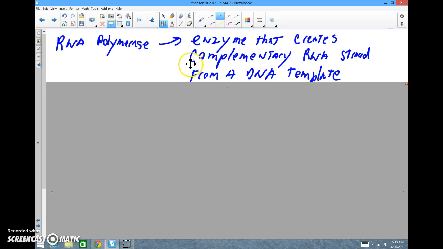Now, again, remember, this term right here, complementary, is a very important thing, because what that means is that if I have an A on my DNA, I'm going to be putting a U on my complementary RNA strand. If I have a C on my DNA, I'm going to be putting a G on my complementary RNA strand. So it's very important that if this is my DNA, okay, the RNA that's made from it is complementary and will look like this.